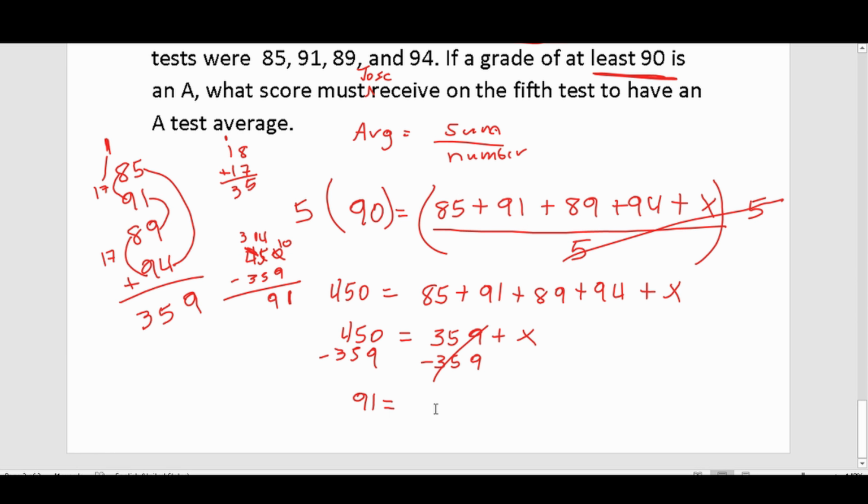Again, we just have x on this side. Let's rewrite this. So we can see that the final test score Jose must receive is a 91 in order for him to have a 90 or A average at the end of the course.